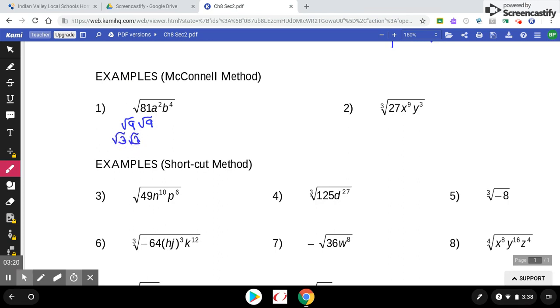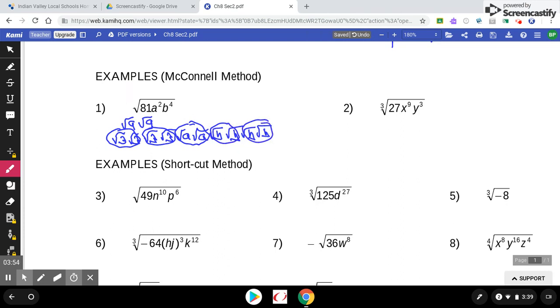I keep going. I got a pair of 3's for that first 9. I got a pair of 3's for the second 9. So what does a to the second mean? Well, it means there are 2 a's. And b to the fourth means I've got 4 b's. So earlier this year we did these for square roots. We did circle pairs, and I'm going to show you what to do with the cubed root in problem 2 shortly, but it would be the same thing. I'm circling a pair. I'm circling a pair. Pair of a's, pair of b's, another pair of b's.